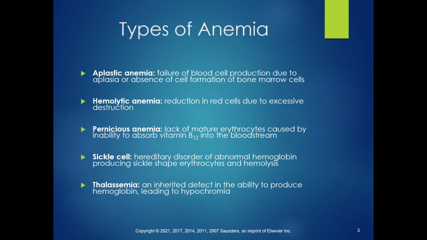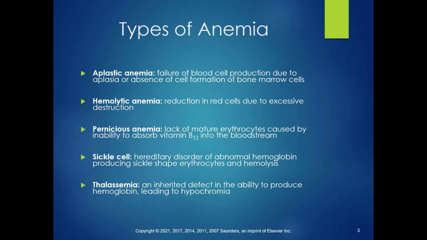Sickle cell anemia is an anemic disease associated with African Americans, and it's a hereditary disorder of abnormal hemoglobin producing sickle-shaped erythrocytes, and along with excessive hemolysis, breakdown of blood. This is supposed to be an adaptive trait to protect from malaria, and it's passed down hereditarily.